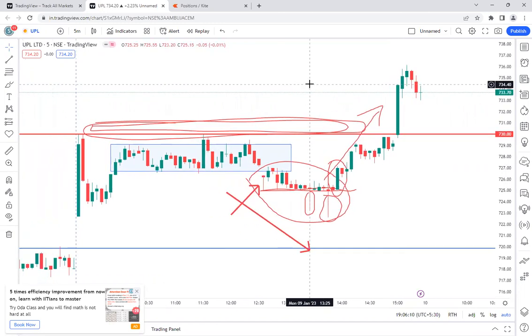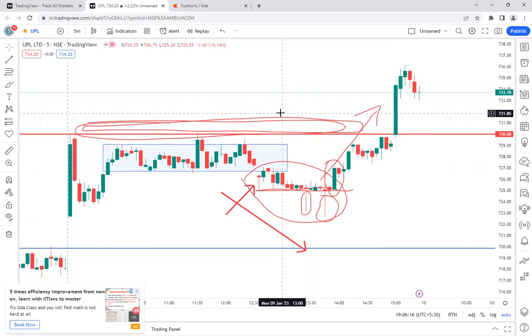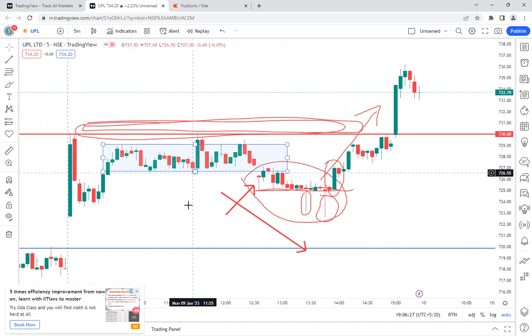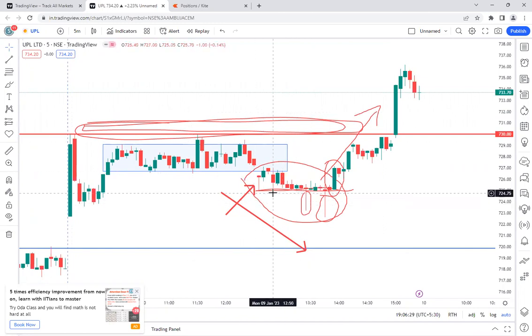So what we have to learn from today's price action, especially from UPL Limited price action, is that traps are there. Every day there will be intraday traps, and along with the traps there will be signals also to come out of your position. So you have to practice this price action, and you have to come out of your position if the closings are not good in your favor.